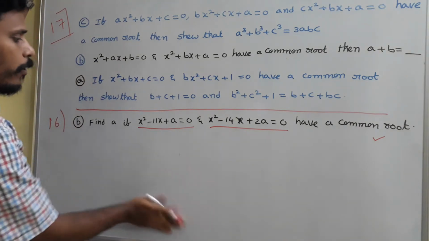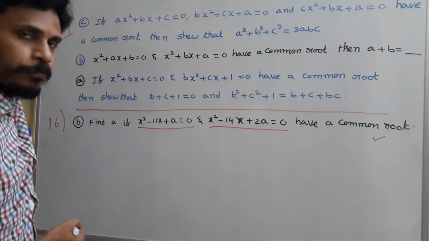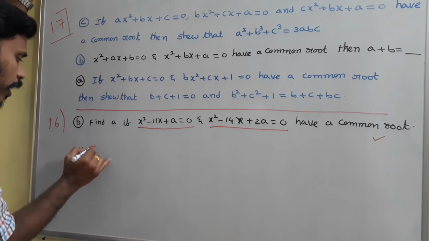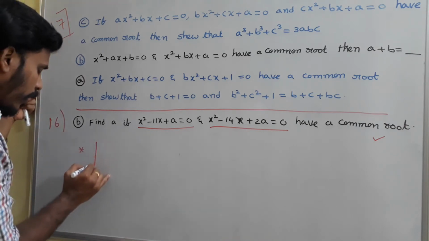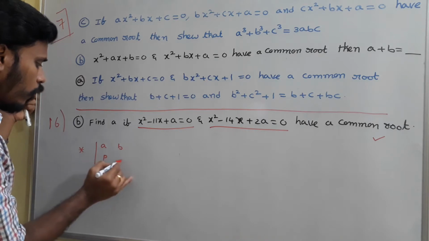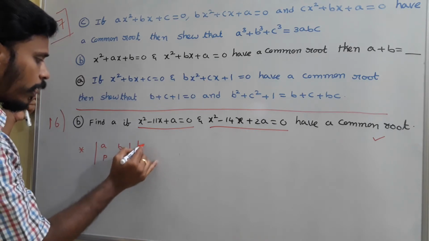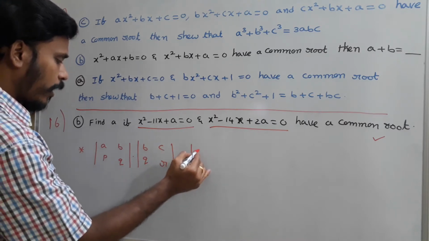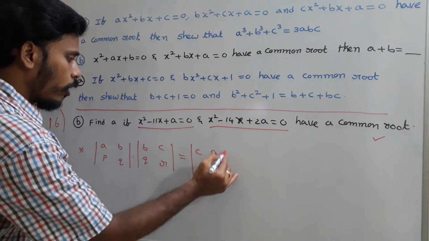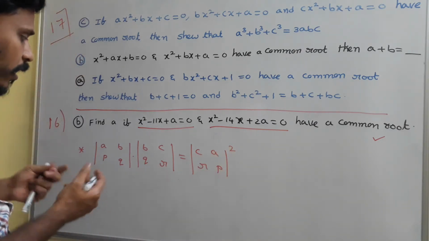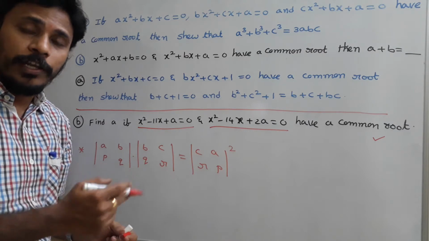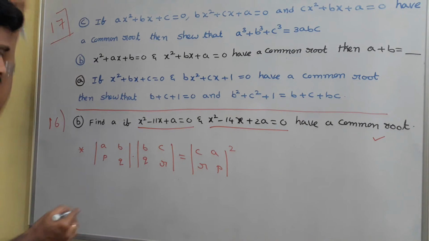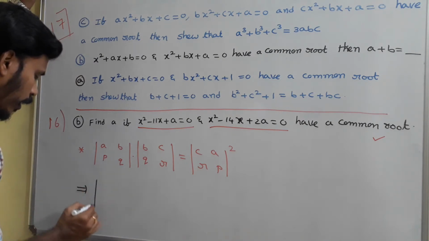What is the common roots condition? I think in the last class we mentioned it. If two equations have a common root, then the condition is: determinant of AB PQ into determinant of BC QR is equal to determinant of CA RP whole square. In this, A, B, C are the coefficients of one equation, P, Q, R are the coefficients of the second equation respectively.